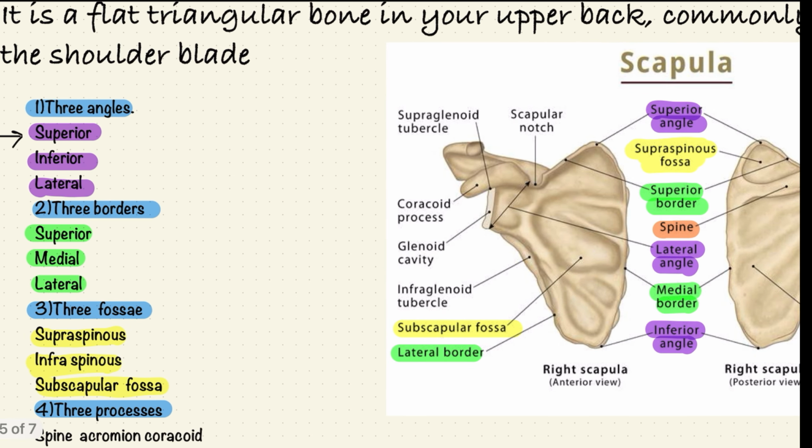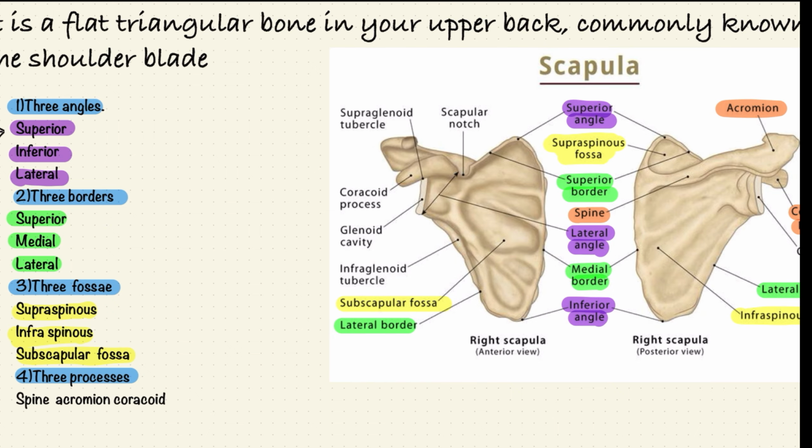We have three borders, that is superior border here, that is on the upper and on the upper tip of the scapula. We have medial border, that is on the sides, and lastly the lateral border.